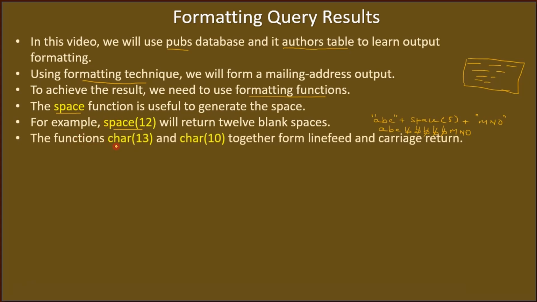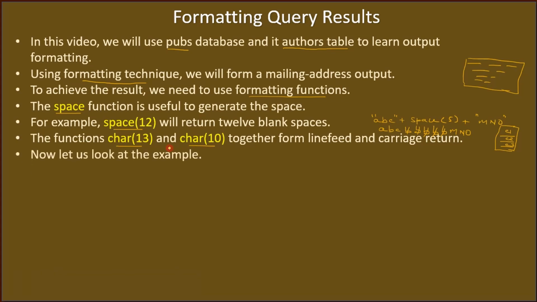The functions char 13 and char 10 together form a line feed as well as a carriage return. So if you want to print in 3 or 4 lines, these are all column 1, column 2 and column 3 from the same record, but we want to print them in 3 different lines. At that time we can use char 13 and char 10 together to form a line feed or carriage return, or simply a new line character.